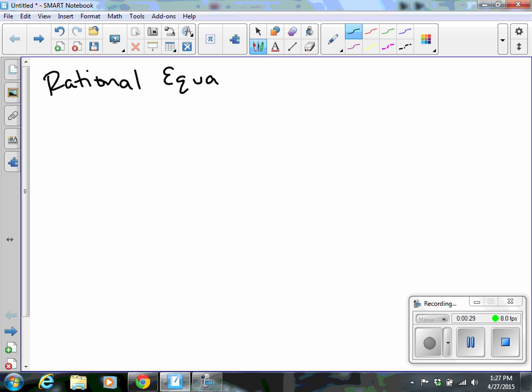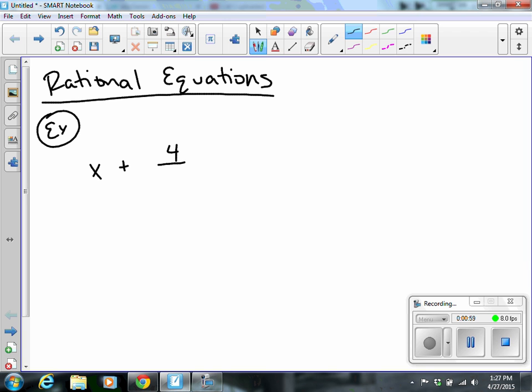Now, something to note, last chapter, we did have something over rational equations. So this chapter, or this section, might be a little bit of a review from last chapter. For instance, let's say that I had x plus 4 over x equals -5.